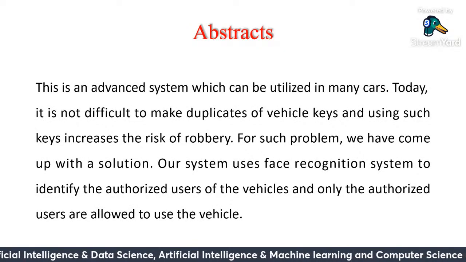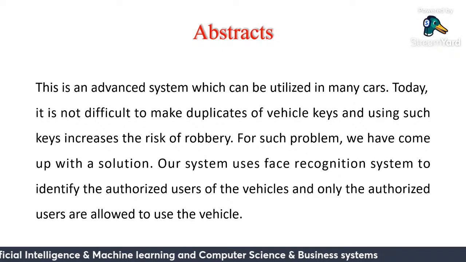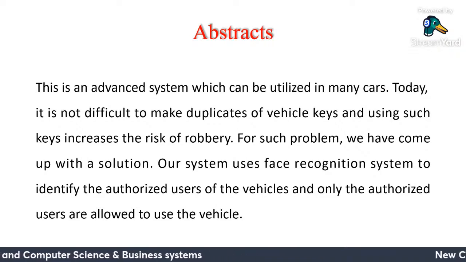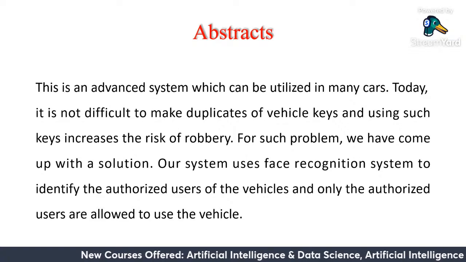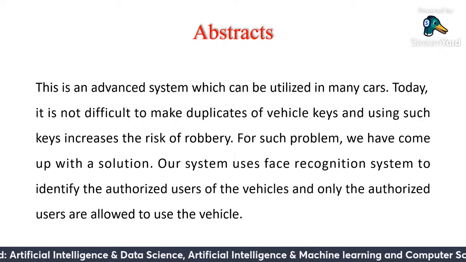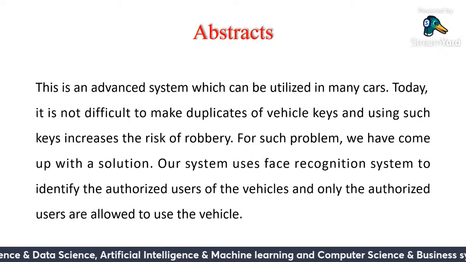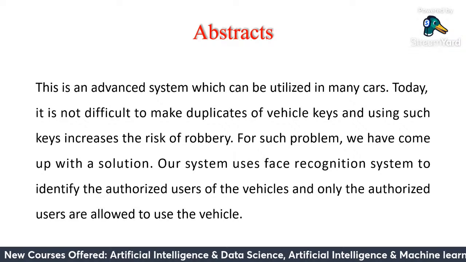And coming to IoT, this is a project we have done as a mini project. It is an advanced system, and the project title is Face Recognition Security System in Automobile. So what is the abstract? This is an advanced system utilized in many cars. Today, it is not difficult to make duplicates of vehicle keys, and such keys increase the risk of robbery. For this problem, we came up with a solution. The system uses face recognition so that only the authorized users of the vehicle are allowed to use the vehicle and start it.